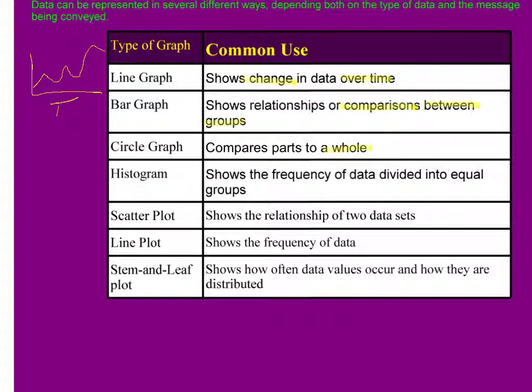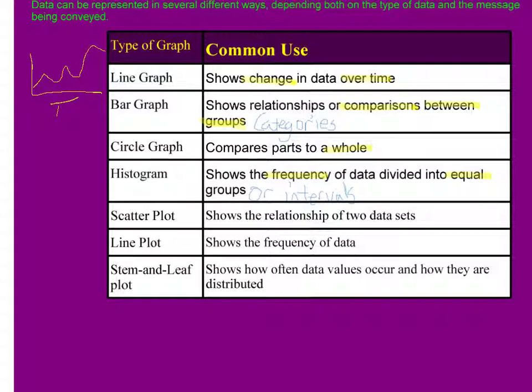What I did quickly is highlight the important words that will help you realize what graph to use. So line graph, change over time. Bar graph, comparisons between groups or categories. And then circle graphs, the main word is whole, the whole amount. Histograms, we've studied histograms, and the main word there is frequency, and also divided into equal groups, we call them intervals.